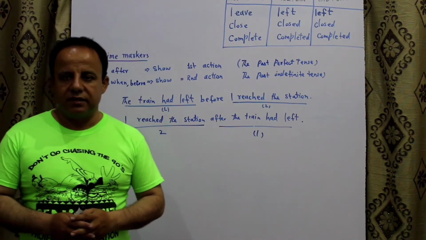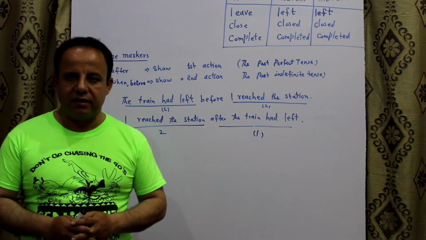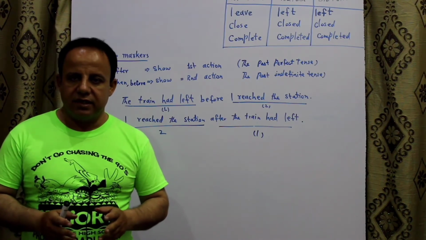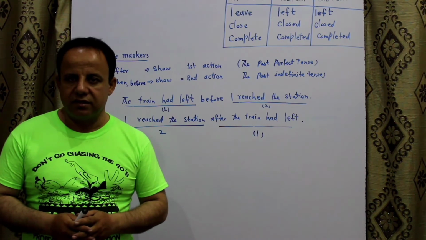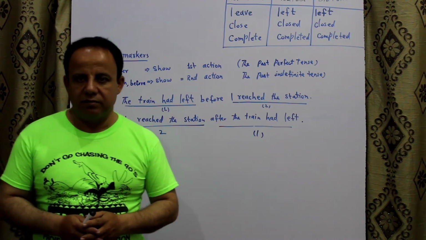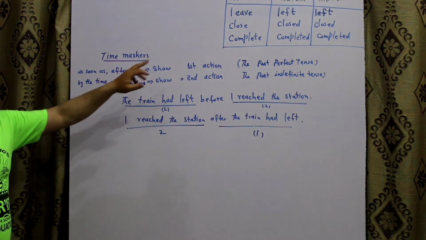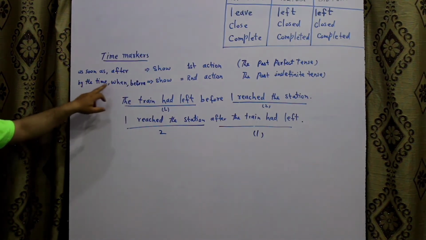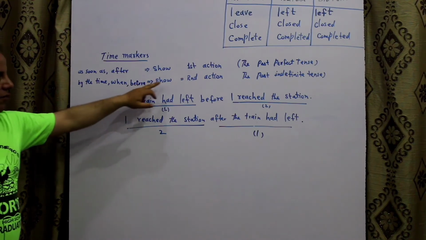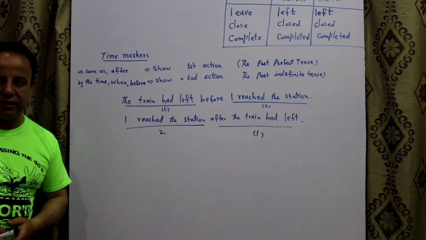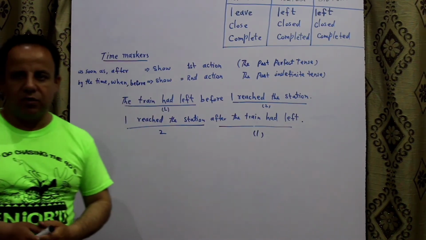Now you can understand the difference between the past perfect tense and the past indefinite tense, but take care of the time markers or transitions of time, where to use them. We use as soon as or after with the past perfect tense, and by the time, when, before we use with the past indefinite tense. Let's have some more examples.